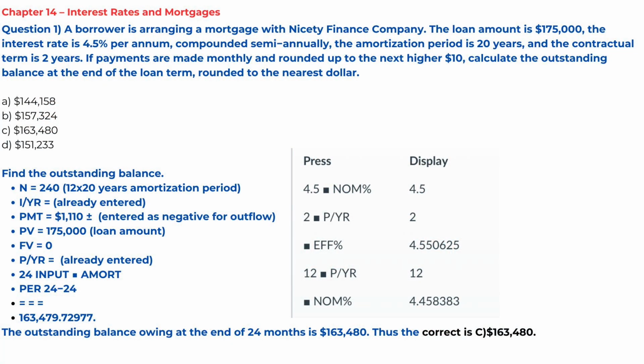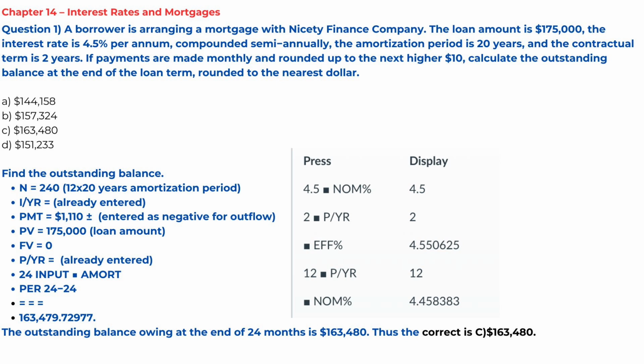Chapter 14, Question 1. A borrower is arranging a mortgage with Nicety Finance Company. The loan amount is $175,000. The interest rate is 4.5% per annum, compounded semi-annually. The amortization period is 20 years, and the contractual term is 2 years. If payments are made monthly and rounded up to the next higher $10, calculate the outstanding balance at the end of the loan term, rounded to the nearest dollar.